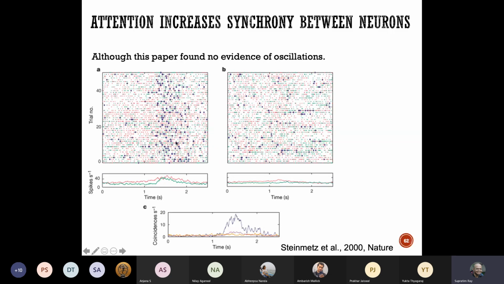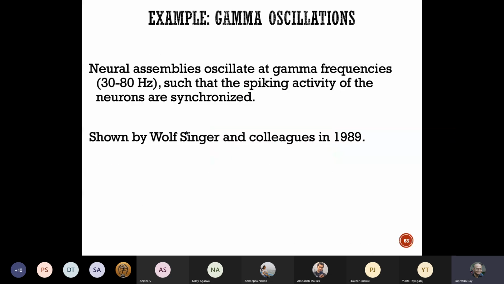And as you can see, there's some increase in firing rate as well. But the main thing that is happening is that the two neurons tend to be firing more synchronously when the monkey pays attention to the stimulus. Okay, so somehow attention increases the synchrony between neurons. So this is an idea that has been around for a while. So we want to test in our data whether there is any evidence of synchrony.